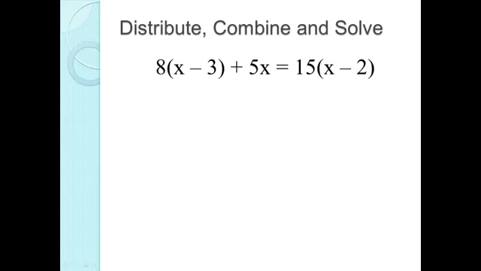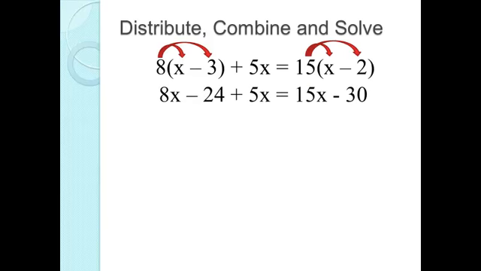On the left-hand side, we will distribute the 8 to the x, and also the 8 to the negative 3. On the right-hand side, we will distribute the 15 to the x, and we'll distribute the 15 to the negative 2. On the left-hand side, 8 times x gave us 8x, and 8 times negative 3 gave us negative 24. Notice we just brought down the positive 5x in our original problem. On the right-hand side, 15 times x gives us 15x, and 15 times negative 2 gives us negative 30.